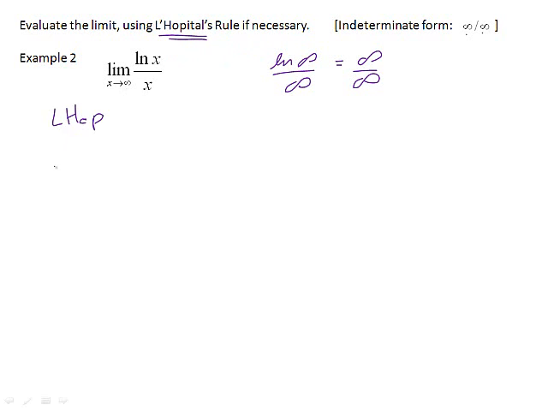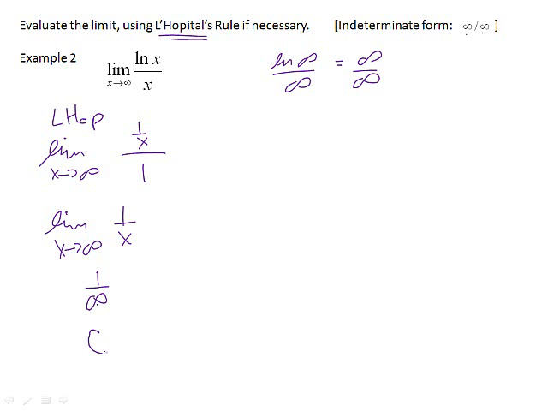I'm going to do L'Hopital's rule right there. So the limit as x approaches infinity, I need to do the derivative of the top, which is 1 over x, over the derivative of the bottom. So really I have the limit as x approaches infinity of 1 over x. So I'm going to use my direct substitution now. 1 divided by infinity is 1 divided by a very large number. 0. There you go.